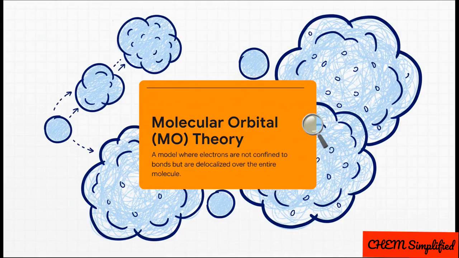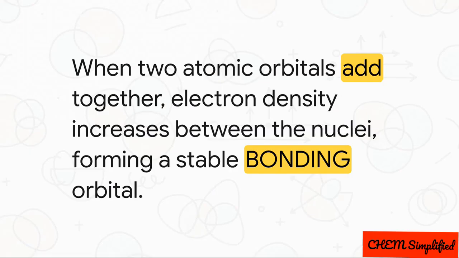And this is where molecular orbital theory swoops in to save the day. It tells us to stop thinking about electrons as belonging to atom A or atom B. Instead, they belong to the molecule as a whole. They live in these things called molecular orbitals, which are kind of like atomic orbitals, but they stretch across the entire molecule.